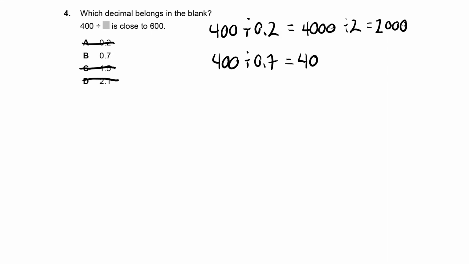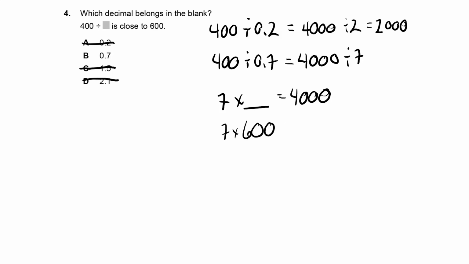But if I wanted to go a little bit further just to be sure, I would then say that, well, 400 divided by 0.7 is the same as 4,000 divided by 7. Still not super easy math to do in my head, so I'm going to turn it around into a multiplication question and say 7 times what is equal to 4,000. Now I remember that 7 times 6 is 42, so 7 times 60 is 420. 7 times 600 would be 4,200, which meets the requirement of being close to 600. So 400 divided by 0.7 is close to 600.